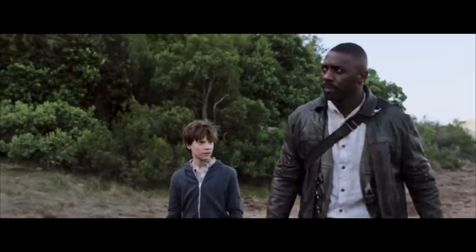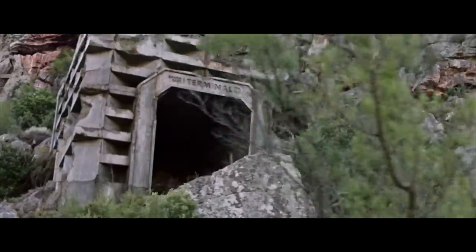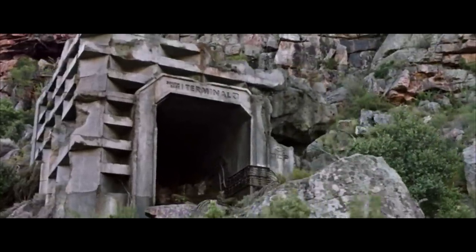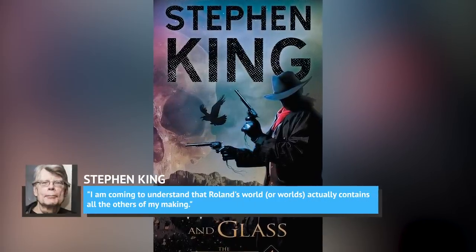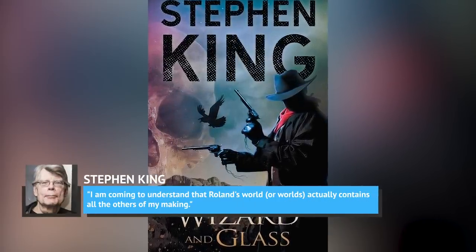Well, in the Dark Tower series, King really embraces the idea of multiple universes in his work. In fact, the more he worked on the saga, the more he came to realize that much of his work is connected in one way or another. As he wrote in the foreword to the fourth Dark Tower book, Wizard and Glass, "I'm coming to understand that Roland's world, or worlds, actually contains all the others of my making."